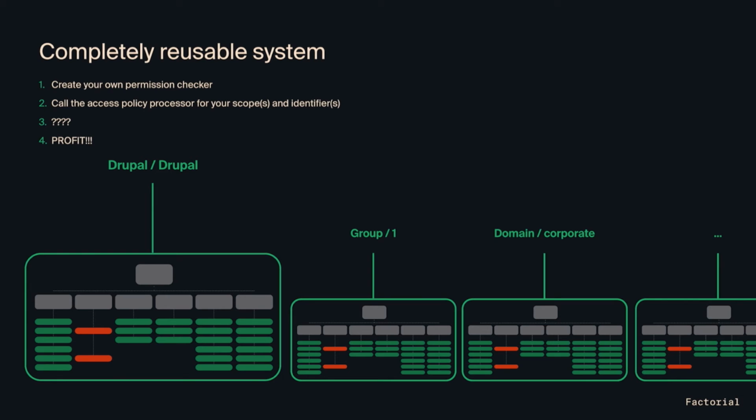So essentially, if you want to do this, you need to create your own permission checker. And in that permission checker, you call the access policy processor. So that's the reusable part. You can call the access policy processor for your own scopes and identifiers. And then something happens and then profit.